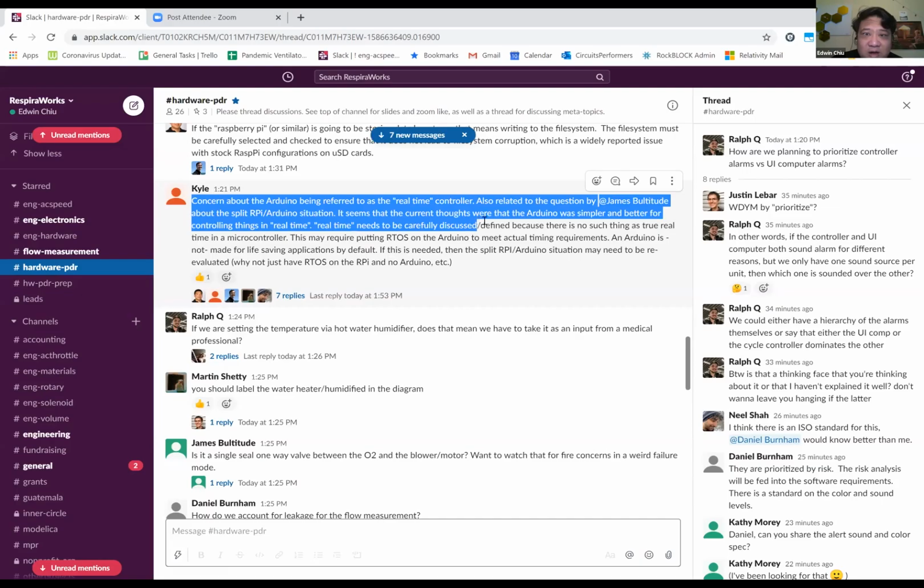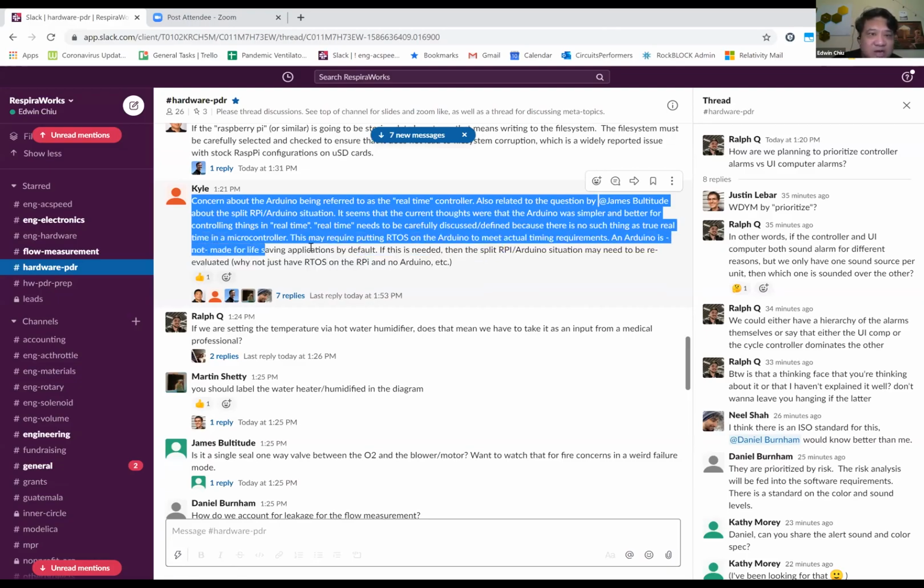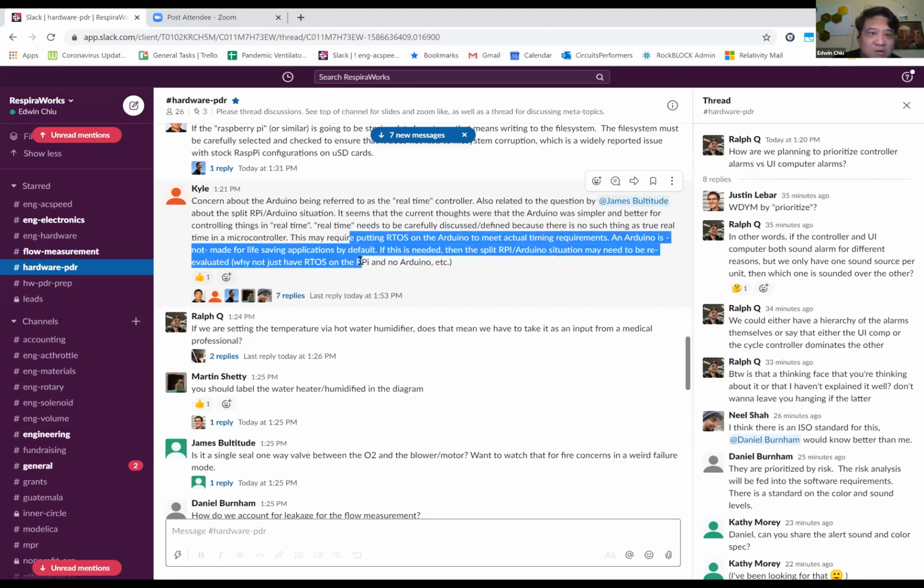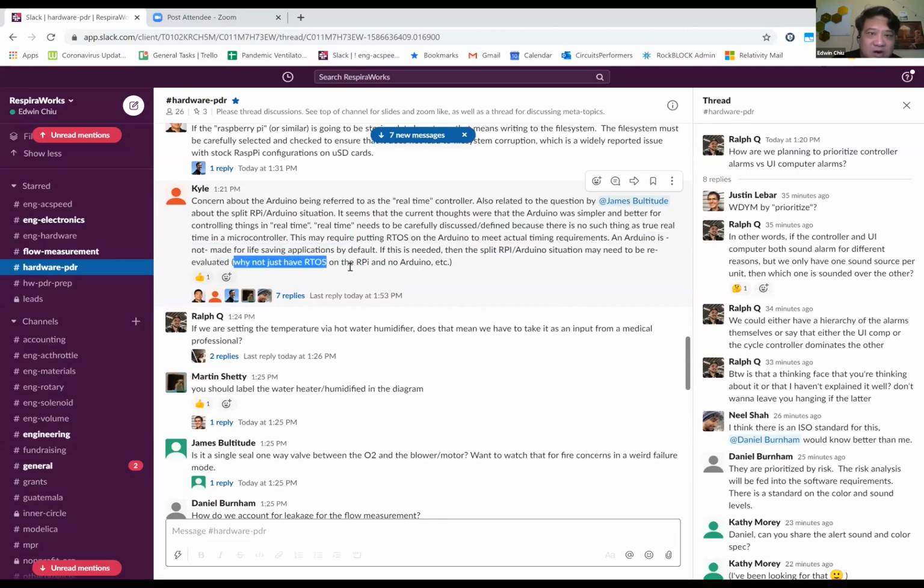It seems that the current thoughts were that the Arduino was simpler and better for controlling things in real time. Real time needs to be carefully discussed and defined because there is no such thing as true real time in a microcontroller. This may require putting an RTOS on the Arduino to meet actual timing requirements. And Arduino is not made for life-saving applications by default. If this is needed, then the split RPi Arduino situation may need to be reevaluated. Why not just have an RTOS on the RPi and no Arduino?